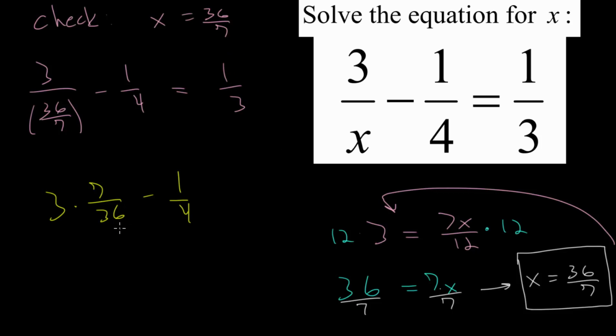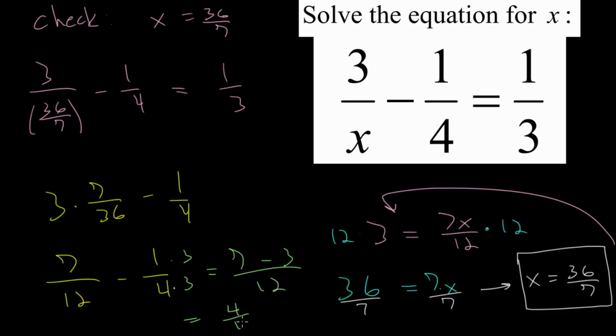Over here, we have 3 over 36, which simplifies to 1 over 12. So you get 7/12, and we're subtracting 1/4 from that. And if we give this second fraction here the same denominator as the first one, we can multiply top and bottom by 3. We get 7 minus 3 up top over 12. This becomes 4 over 12, which does simplify to 1/3. And since we got back what we expected, we can feel confident that this is in fact the correct answer.